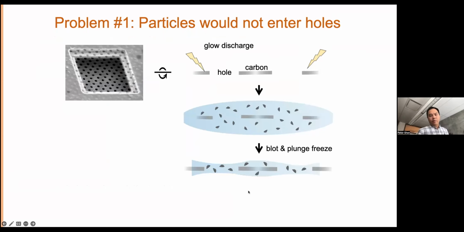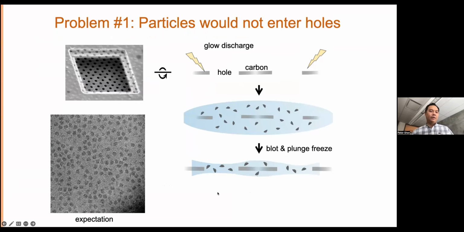So problem number one, first describing an idealistic example. We hope that when we're freezing our grids, you glow discharge the surface, apply the sample, blot and plunge freeze, and ideally your particles are well distributed within the holes of the support film. And of course, this is best case scenario, but life wouldn't be interesting if things worked out so easily.